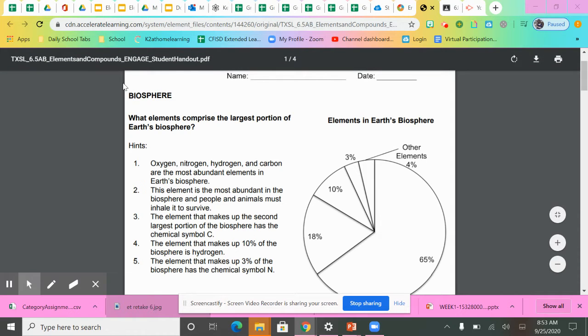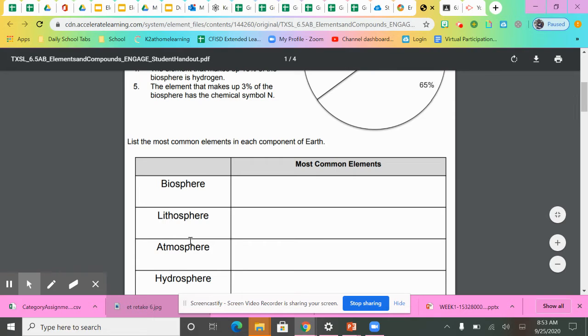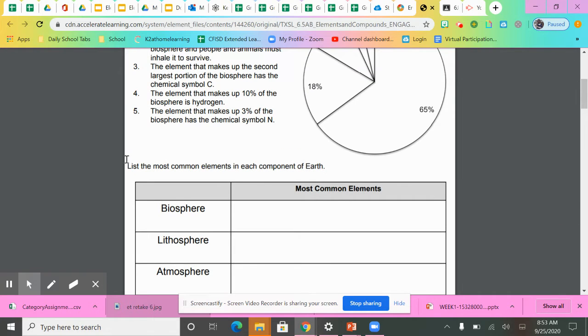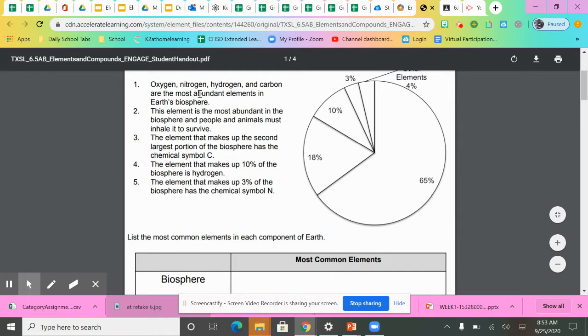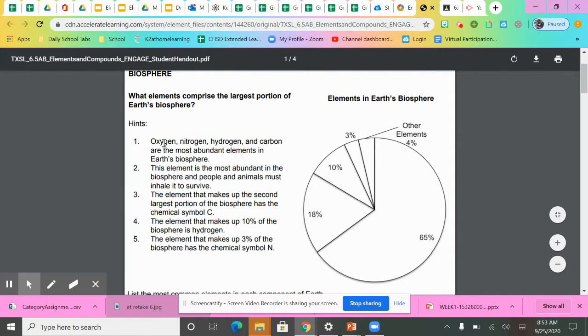Okay, so for this handout, what I want you guys to do is cut the biosphere part. So above the word biosphere, cut along there, and then above the words "list the most common elements," cut right there as well. Okay, so you'll cut all of that off, and then here are the most abundant elements that compose our biosphere.